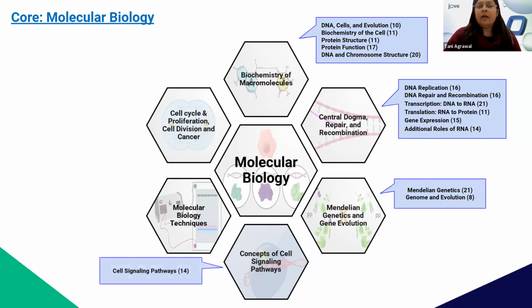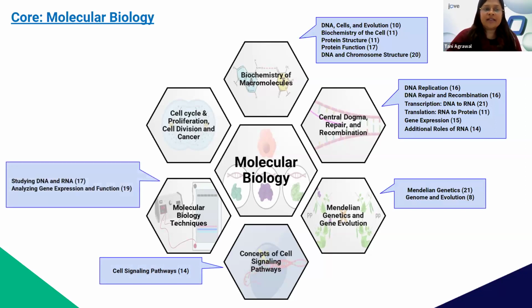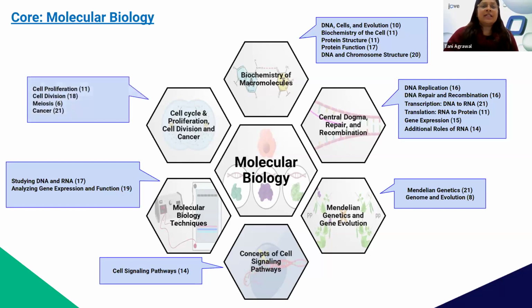And further moving on, we have a whole big collection where cell signaling pathways are discussed under 14 different lessons. Our next section comprises 2 chapters where we demonstrate techniques for studying gene, DNA and RNA expression. This covers the basic molecular techniques like PCR or SDS-PAGE and so on. And then finally, the last section under molecular biology comprises cell cycle, proliferation, division, and finally leading on to foundational concepts in cancer.